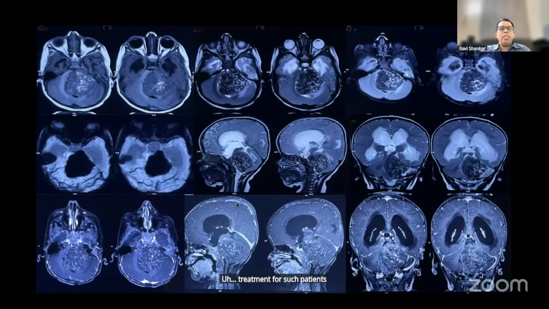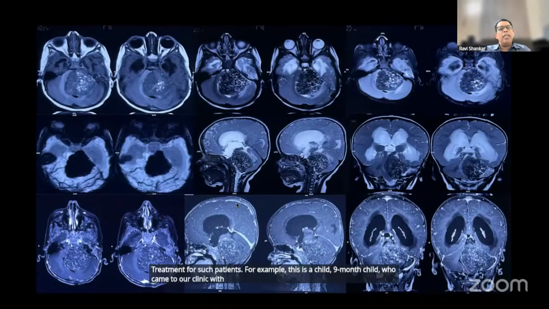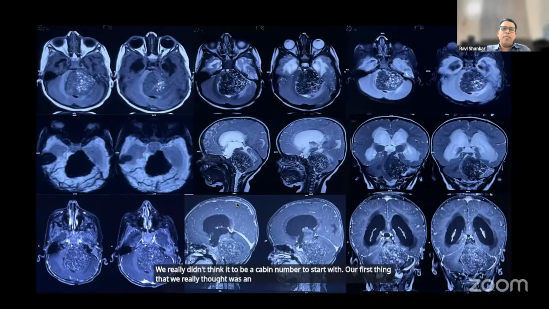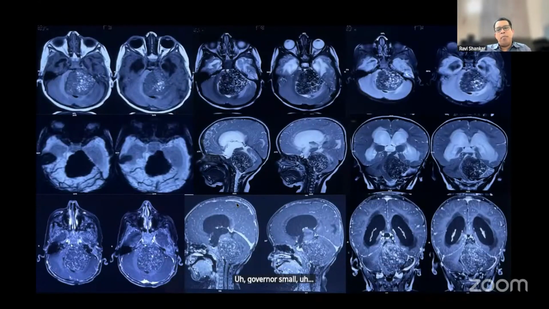For example, this is a 9-month-old child who came to our clinic with this giant lesion. We really didn't think it to be a cavernoma to start with. Our first thought was an ATRT type of tumor. But this was a tumor that we operated upon, and it came out as a giant cavernoma in a 9-month-old child.